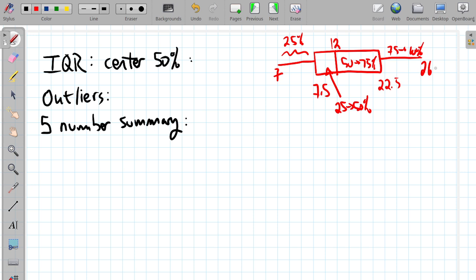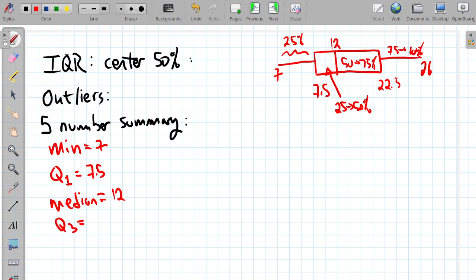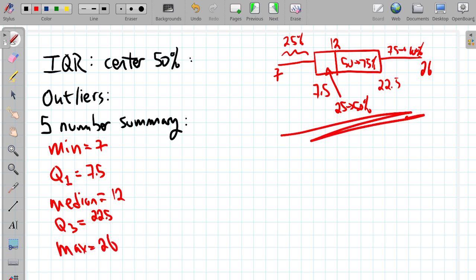So this is how box plots, the interquartile range, and the 5-number summary all play out. Now, what is the 5-number summary? Well, we've already written it. It's all here in this picture. What is the minimum value? Well, the minimum value is 7. What's the next interesting value? The first quartile. That was 7.5. Then we had the median, or Q2 if you wish. That was at 12, followed by Q3, which was 22.5, and the max, which was 26. So everything here is here.